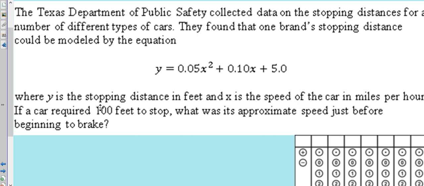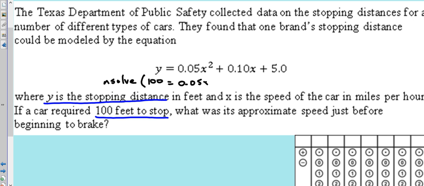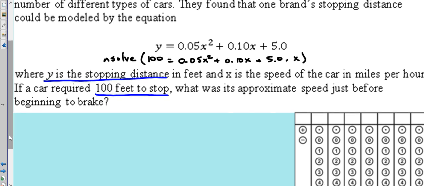So this 100 is with stopping. And it says up here, y is stopping distance. So again, the easiest way to solve this would be to use nSolve and replace y with 100. And you could type that straight up like that into the calculator, and it'll spit out the answer. But we're going to do it the other way, and then we'll check our answer at the calculator.